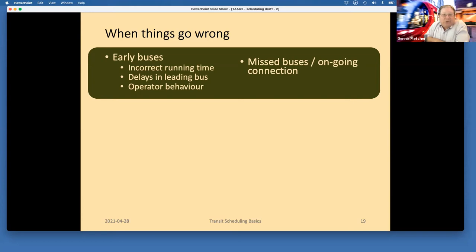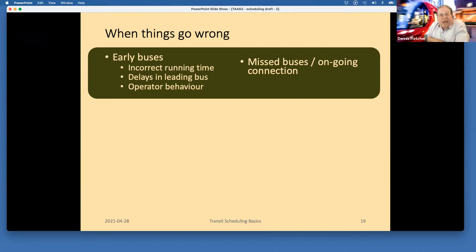So early buses can result from three factors: incorrect running time, delays in the bus ahead, and operator behavior. If the trip time between a node is too long, buses can easily run early. Driver information systems will tell a driver when they're ahead of schedule, but the demands of passenger service and safe driving can make paying close attention to a clock more difficult. Also, many display systems in buses only have a colored indicator, not a clock, and many have a buffer built in, so accuracy is sometimes sacrificed.